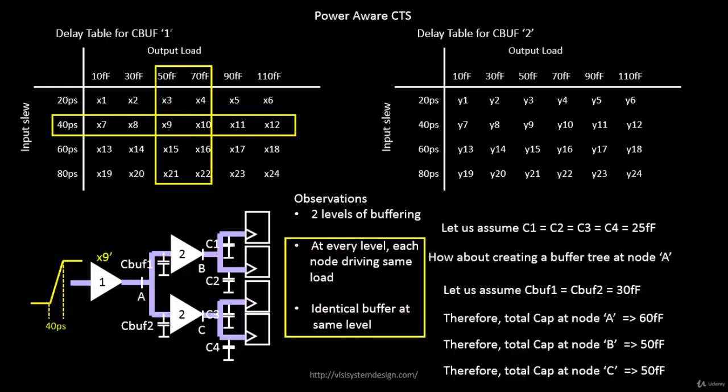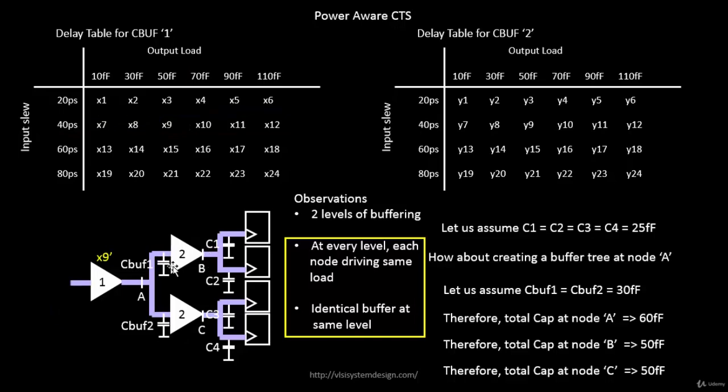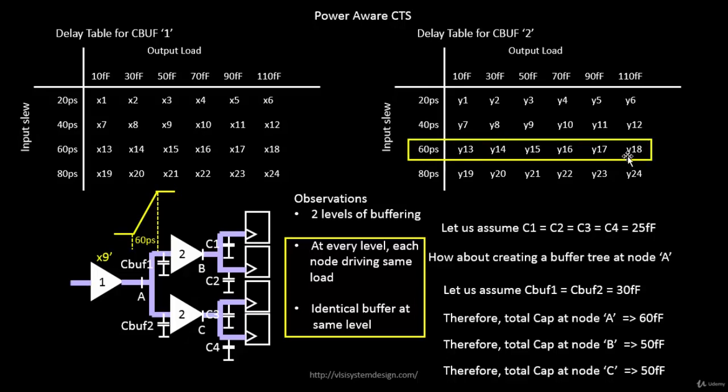CBUF1. That value is interpolated through some equations, and then you get this value, and x9 dash is the delay of CBUF1. Okay, similarly, let's take another example where you have buffer type 2. Let's say the input slew of this particular buffer is 60 picoseconds. That locks in this particular row of the delay table from CBUF2. And the output capacitance at this point is, let's say, 50 femtofarads, so that locks this particular column of the output load. Now the intersection of this input slew and output load is y15, which becomes the delay of this particular cell.